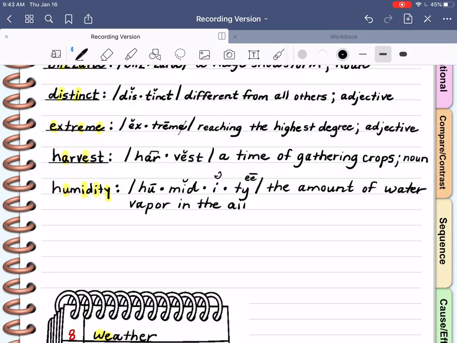Humidity. And this definition starts with the amount. That's a thing, so this is a noun. Person, place, or thing is a noun. Humidity.